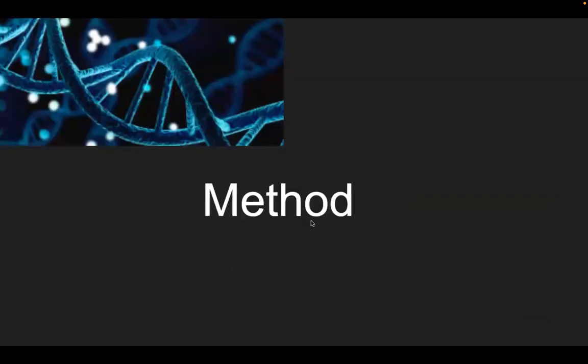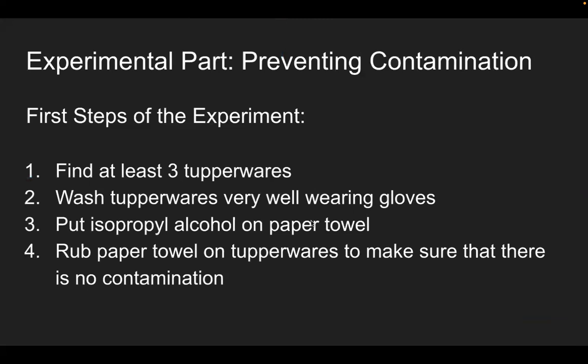Method: the experimental part, preventing contamination. First steps of the experiment are: Step 1, find at least 3 Tupperwares. Step 2, wash the Tupperwares very well, wearing gloves. Step 3, put isopropyl alcohol on a paper towel. And step 4, rub the paper towel on the Tupperwares to make sure that there is no contamination.